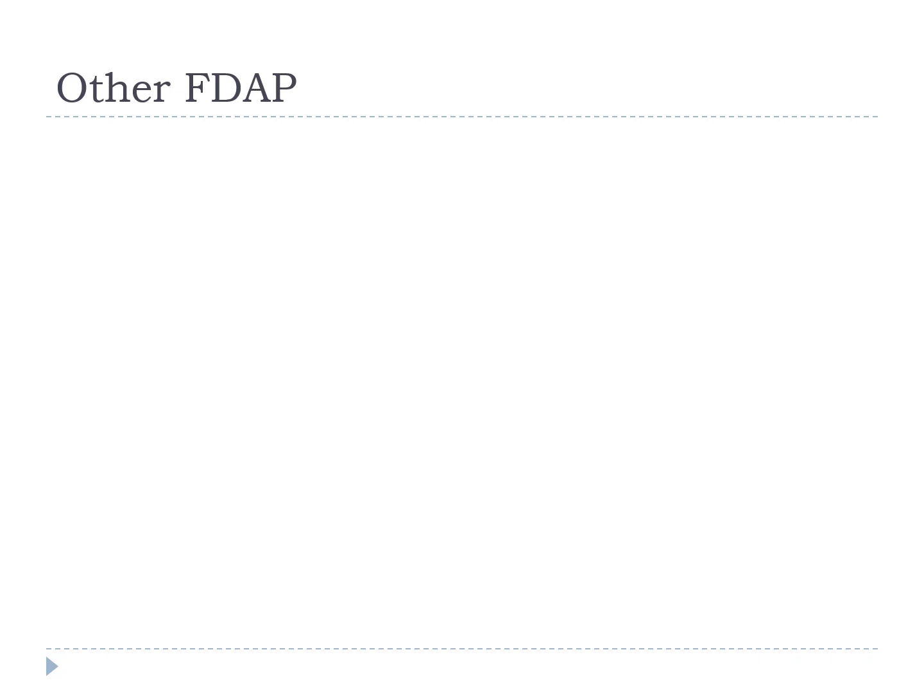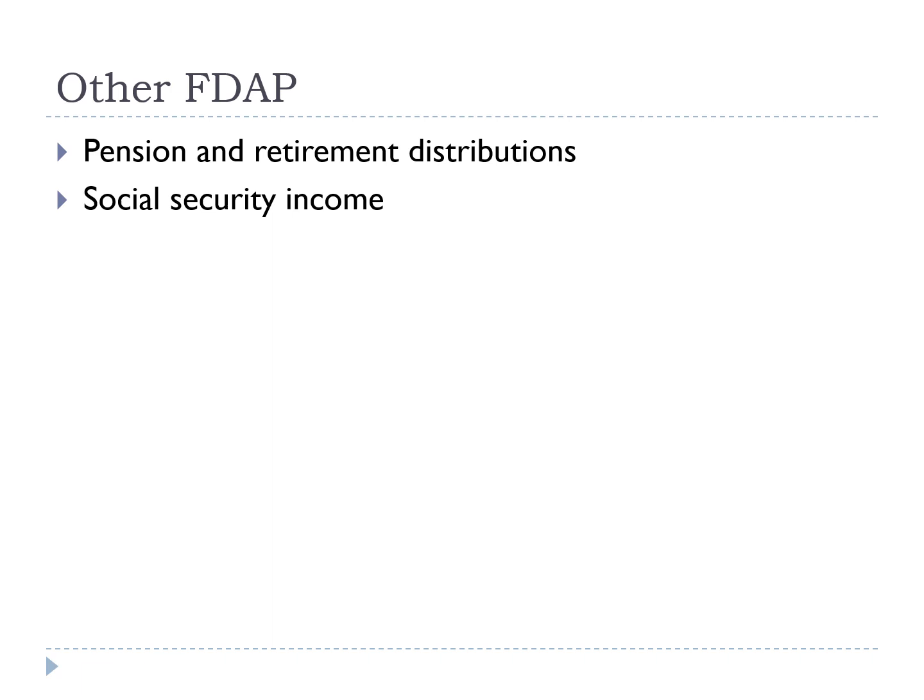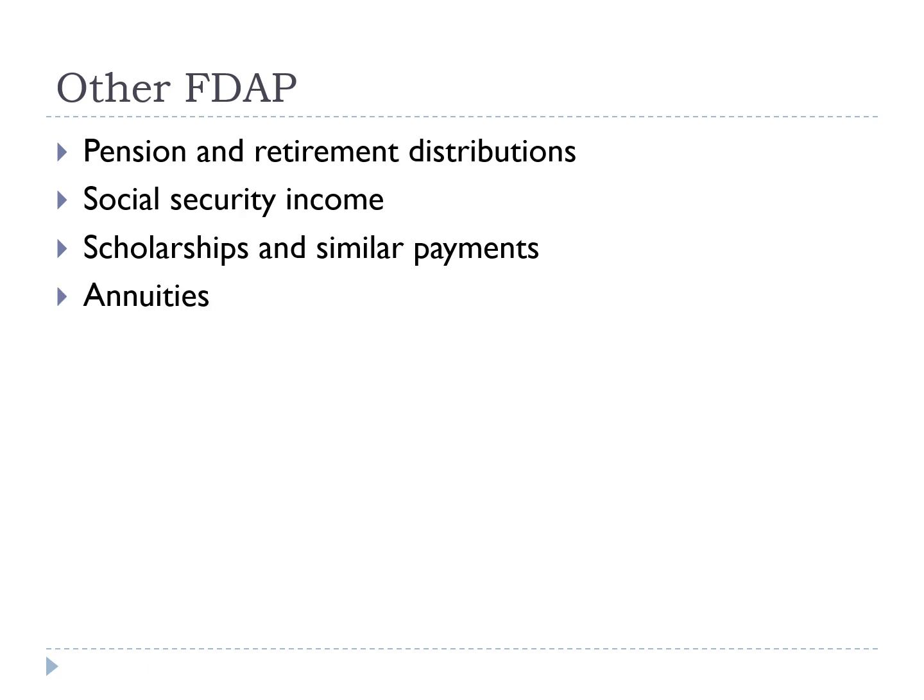There are several other types of FDAP income which we will not discuss here. These are pension and retirement distributions, Social Security income, scholarships and similar payments, annuities. The rules and exclusions for these types of income are discussed in the text. However, the best discussion is in IRS Publication 515.